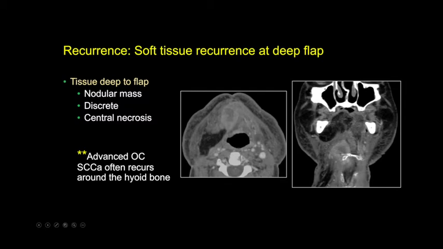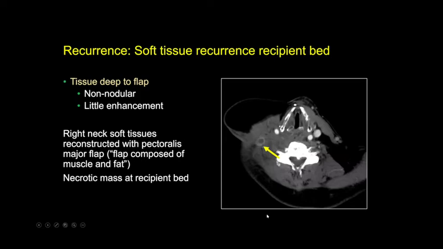There's destruction now of the right lateral hyoid bone, and this tumor really wraps all the way around the hyoid bone. If this patient elects to have more surgery, this patient will require a laryngectomy. Yet another soft tissue recurrence in the recipient bed.